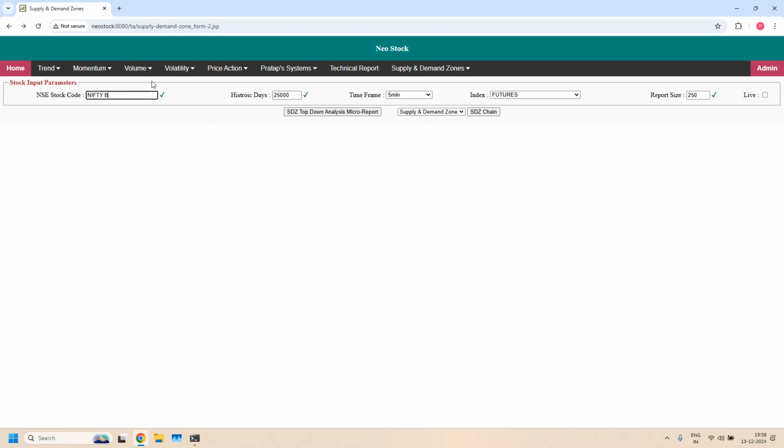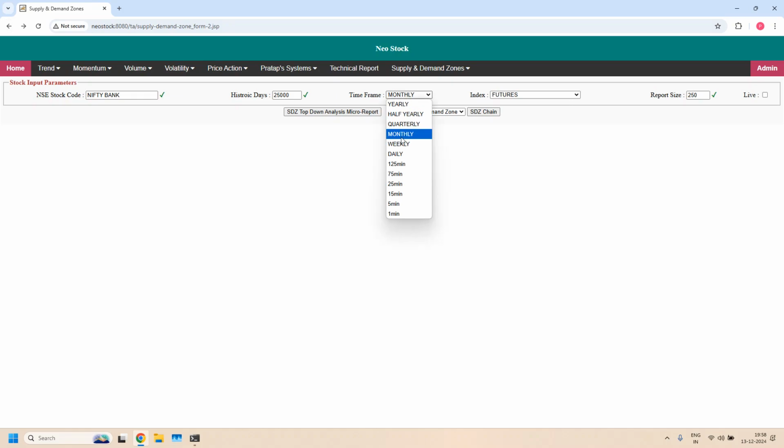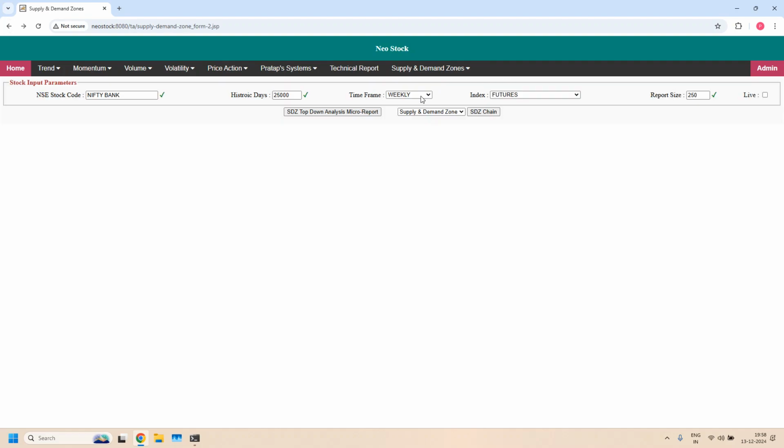Changing the name to Nifty Bank, that is nothing but Bank Nifty. So monthly supply demand zone chain for Bank Nifty. Next, weekly supply demand zone chain for Bank Nifty. Next, daily supply demand zone chain for Bank Nifty.